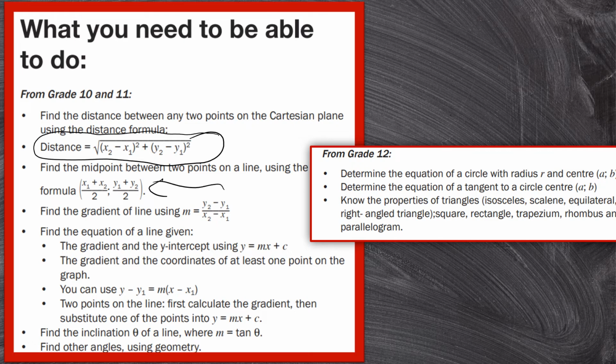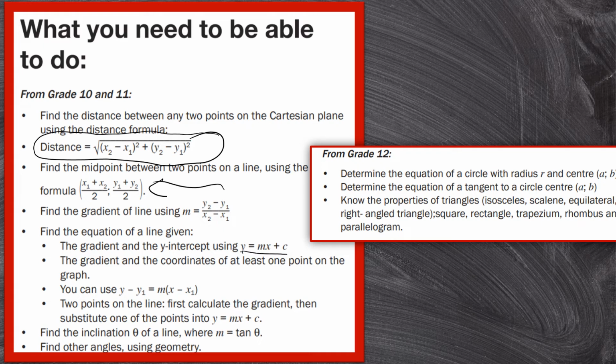We also use the formula for gradient. Very important. We saw it as we were solving these different examples and questions on tangents in this session, where we saw that gradient is equal to change in y over change in x, which is y2 minus y1 over x2 minus x1. We also focused on finding the equation of a line using the gradient and y-intercept. The equation was y equals mx plus c, right?